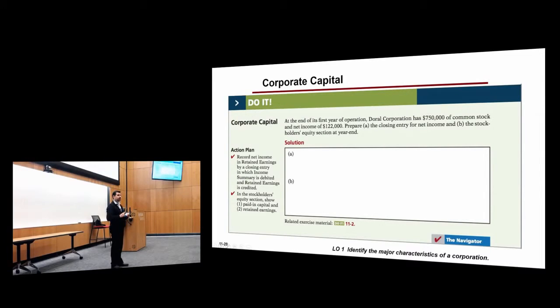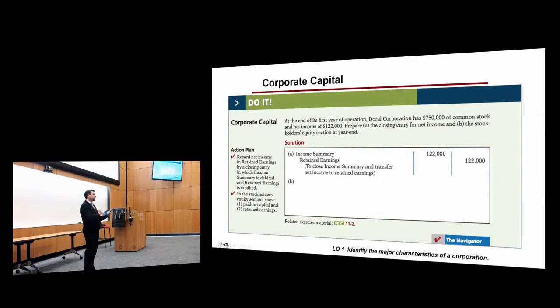Yes, Imran. Income summary and retained earnings, right? So we debit income summary and we credit retained earnings. This is how we close net income to retained earnings. This is the part that will go on the retained earnings part of the stockholders' equity section on the balance sheet. The company also had common stock of 750,000.